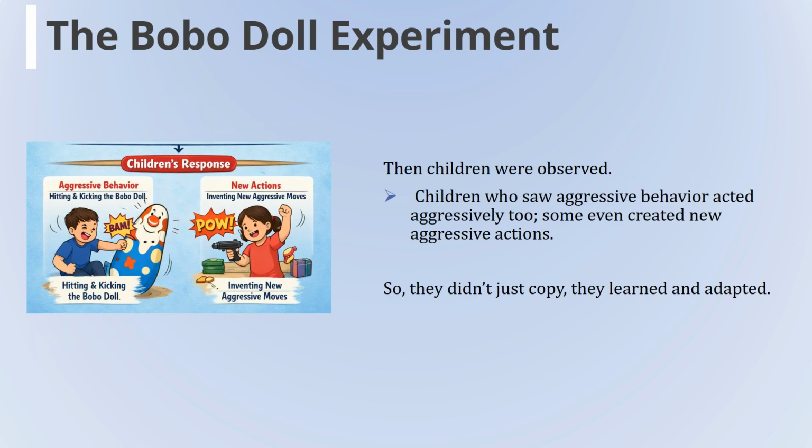Afterward, the children were observed. The result? Children who saw aggressive behavior also acted aggressively. Some even created new behaviors. This shows that learning is not just imitation, it's also adaptation and creativity.